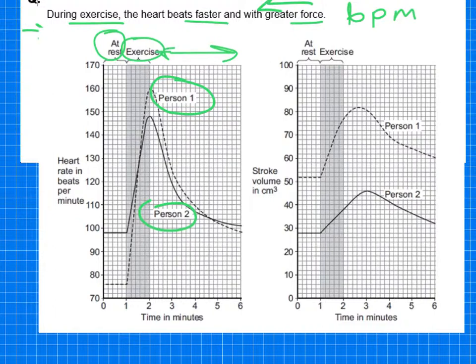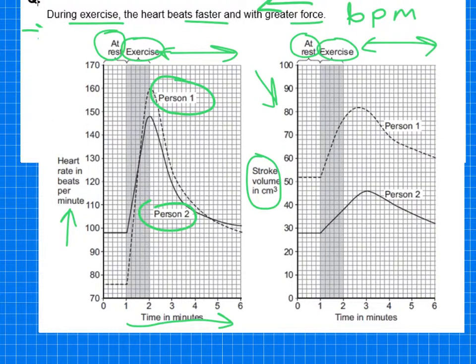So there are 3 points, and you can see that they're measuring the heart rate in beats per minute, and the time is on the x-axis. And you've got person 1 and person 2. This graph on the right is showing the stroke volume, so that's the amount of blood being pushed out of the heart at rest again, during exercise and after exercise. So 2 sets of data.